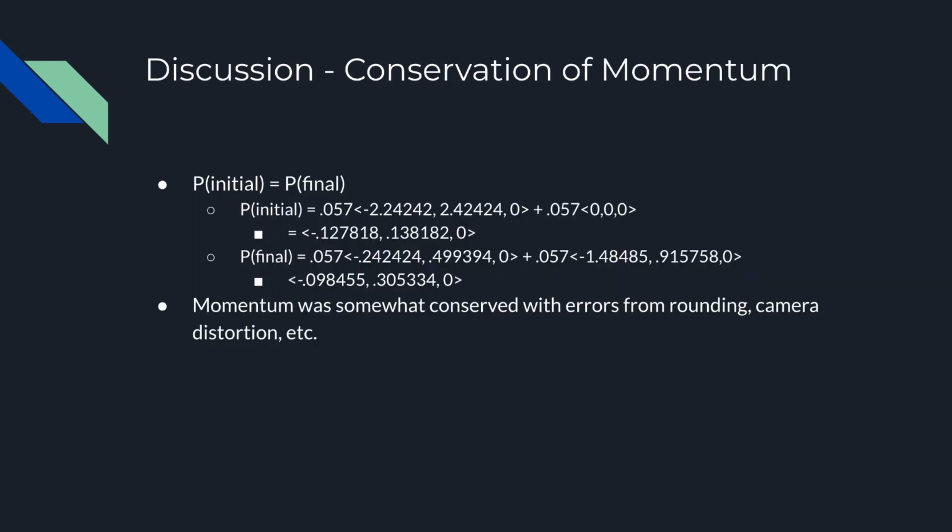The conservation of momentum is shown here as p initial is equal to p final. P initial is equal to 0.057 times the initial velocity of ball one plus 0.057 times the initial velocity of ball two, which is just zero velocity. And then here's p final, which is just 0.057 times the final velocity of ball one plus 0.057 times the final velocity of ball two. The momentum was somewhat conserved, with errors from rounding, camera distortion, etc.